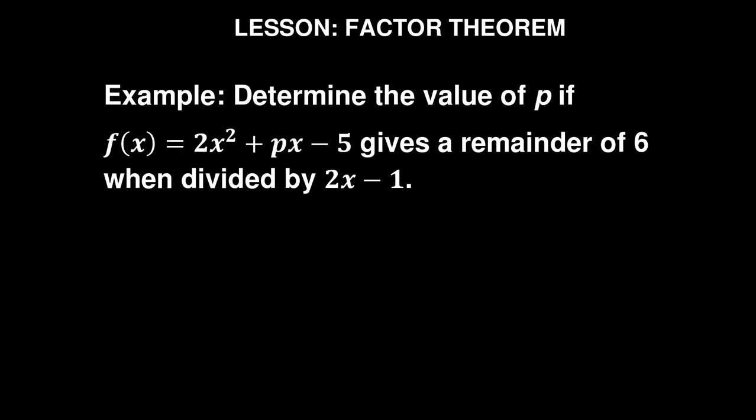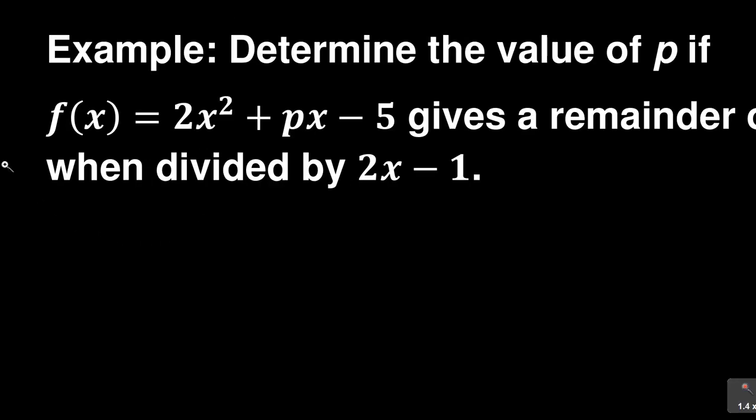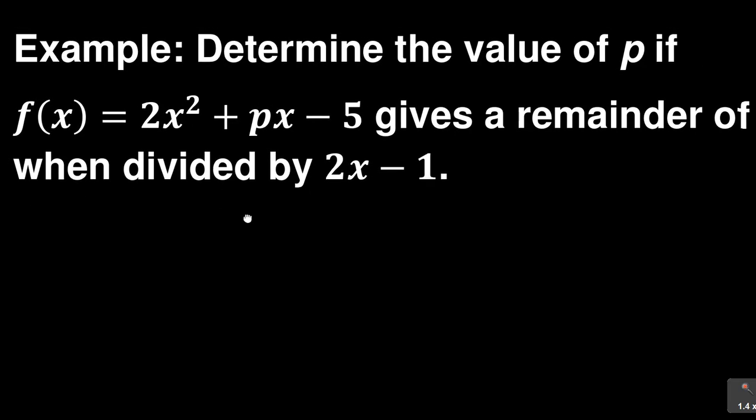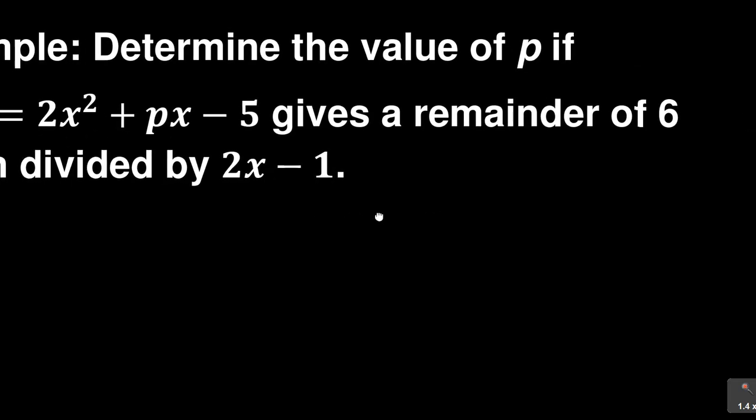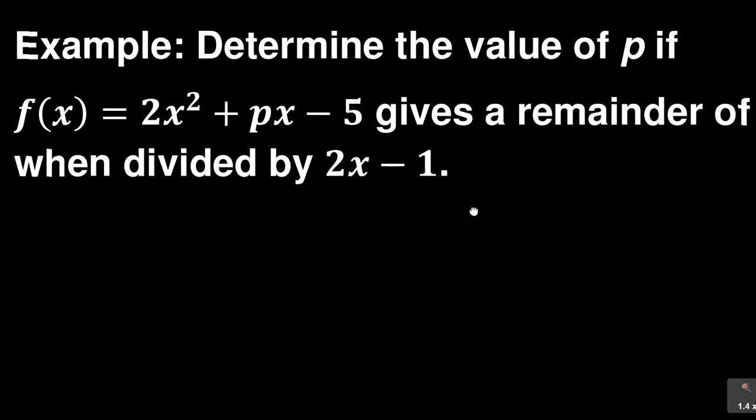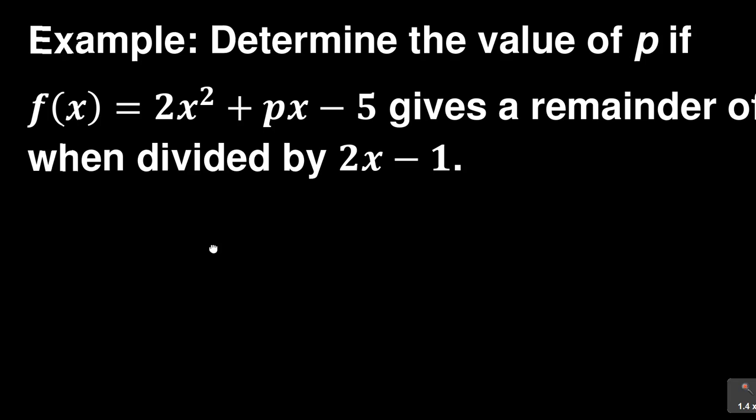mathematics N3. Let me try to expand my page and see if it will fit. So what we want in this case, it says determine the value of P if f of x is that, it gives a remainder of 6 when divided by that. So now it's a simple question and there are two ways you can approach it. I'm going to show you the simplest way that you could have approached it. It was 4 marks in a question paper. I think this is the November 2019 paper. So for 4 marks, I think it was a bargain for you. So how do you approach such a question?